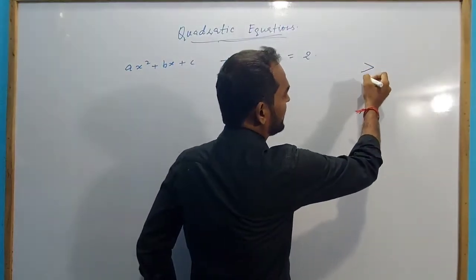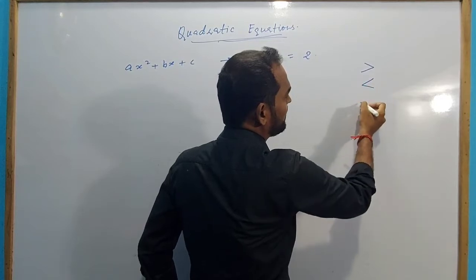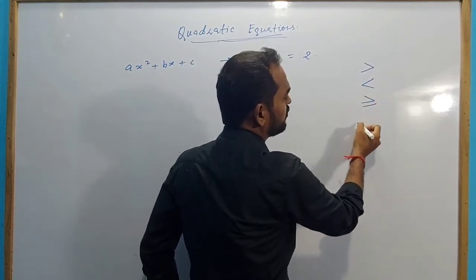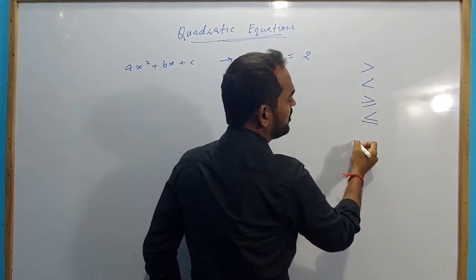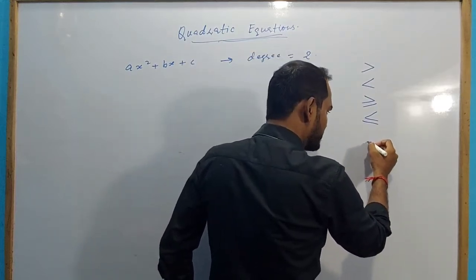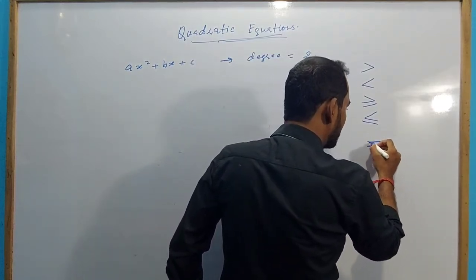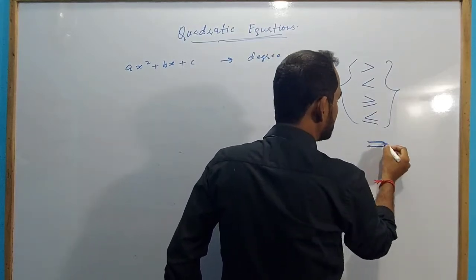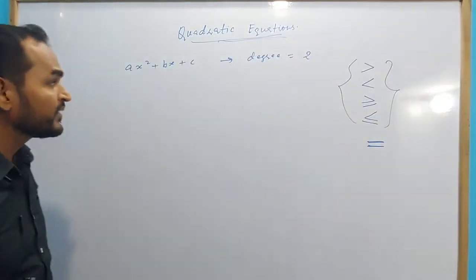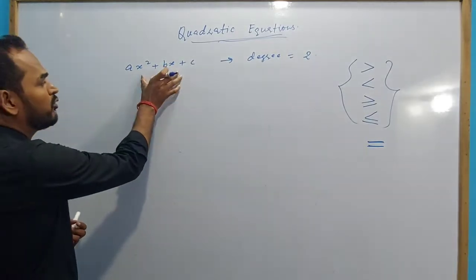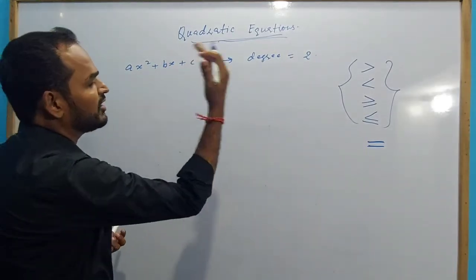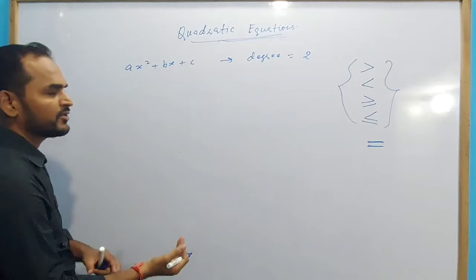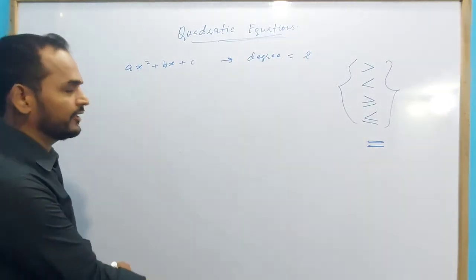Now I am going to teach you some inequality signs. This is said to be greater than, this is said to be less than, this is said to be greater than or equal to, this is said to be less than or equal to, and last is equality. This is the equality sign. All these four are inequality signs, but this is the equality sign. So when you put a quadratic expression equal to something, this becomes a quadratic equation.